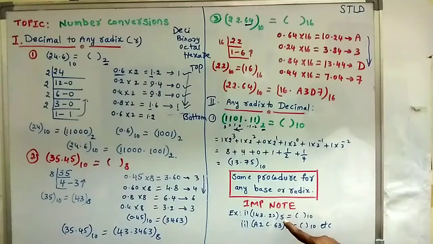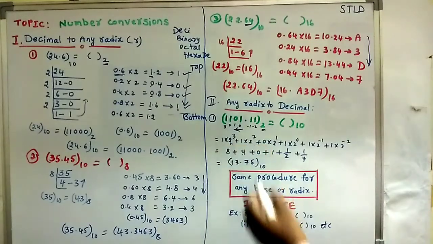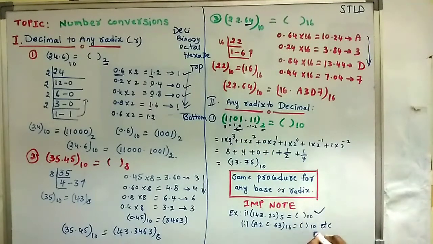The procedure is the same. Here it is base 5, that's why I am taking 0, 1, 2 and minus 1, minus 2 after the point. 1 into 5 power 2 plus 4 into 5 power 1 plus 3 into 5 power 0. Like that I am going to write. In place of the 2, you are going to write 5 for this problem. In the same manner, 16 for this problem: A into 16 power 2 plus 2 into 16 power 1 plus C into 16 power 0, like that.